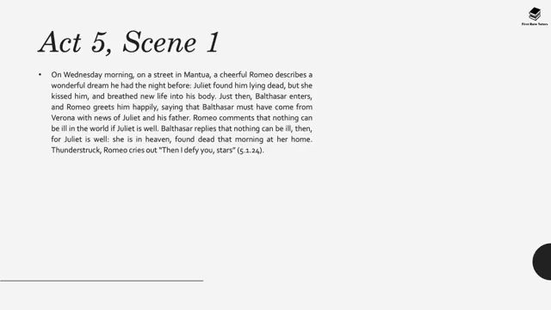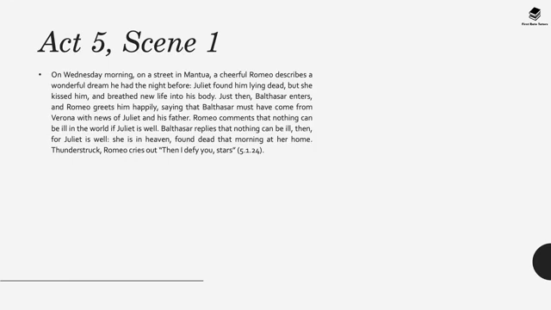Now in Act 5, Scene 1, on Wednesday morning on a street in Mantua, a cheerful Romeo describes a wonderful dream he had the night before. Juliet found him lying dead, but she kissed him and breathed new life into his body. Just then, Balthazar enters, and Romeo greets him happily, saying that Balthazar must come from Verona with good news of Juliet and her father. Romeo comments that nothing can be ill in the world if Juliet is well.